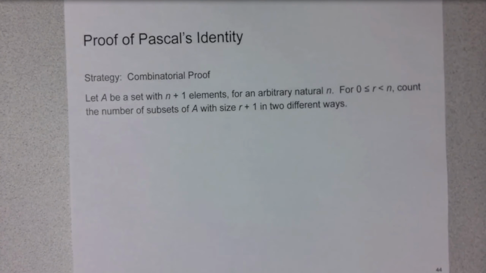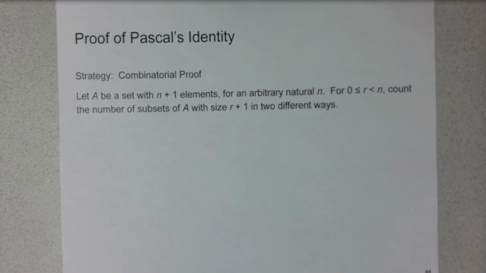Okay, so just to refresh your memory about how a combinatorial proof works, there are going to be two distinct ways that we count a collection of objects, and because they count the same set entirely, there must be equality between those two things.